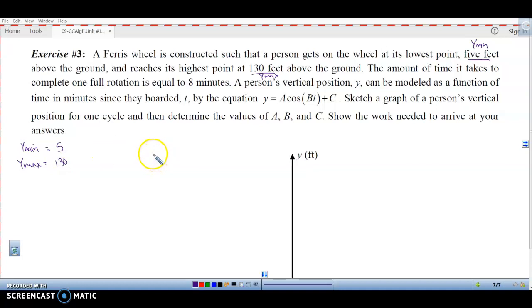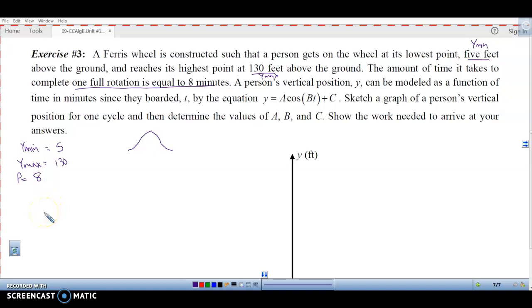Okay, so we know that it's going to start down at 5 and it's going to go up to 130 and then it's going to come down. So that's a cosine function. That means it's actually going to be an inverted cosine function, so that should tell us something as well. The amount of time it takes to complete one full rotation is equal to 8 minutes. Well, isn't one full rotation the period? So P is going to be 8.